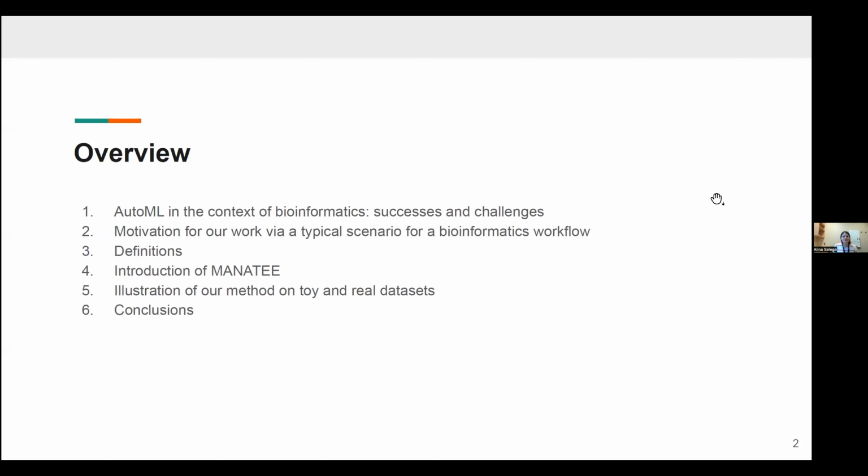As a little overview for my talk, I'm going to start by setting the scene and talking a little bit about the context of AutoML and AutoML related approaches in the domain of bioinformatics, and touch upon some successes and some outstanding challenges. I'm going to use this discussion to motivate our work because we really try to address a specific kind of typical scenario that arises when working with a bioinformatics workflow. I'm going to go through some definitions, and then I'm going to introduce our method, which is called Manatee. I'm going to illustrate it on some synthetic toy data and also on a real data set that corresponds to a real bioinformatics workflow. I'm going to close with some conclusions.